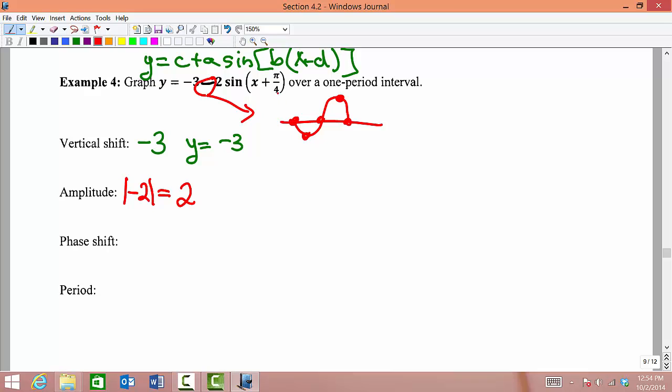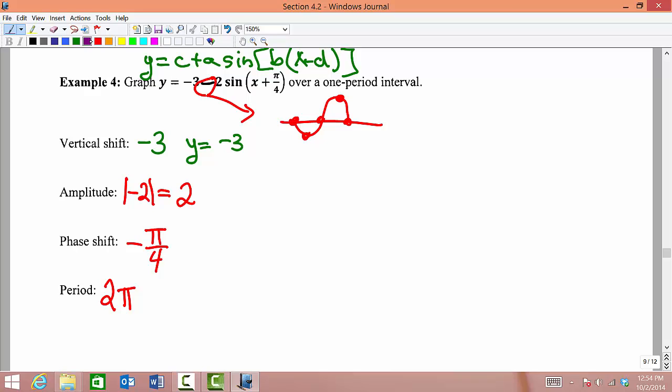Our phase shift, on the inside of the function we are adding a positive pi over 4. So remember that phase shift happens in the opposite direction of the sign, so we'll be shifting to the left pi over 4 units. And the period comes from the b, what we've multiplied times the inside of the function, and we have not multiplied anything times the inside of our function, so the period will remain the same, just 2 pi.